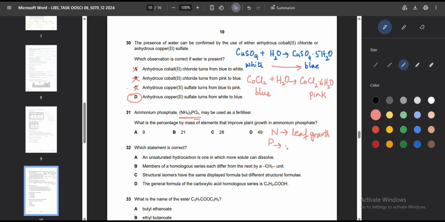Phosphorus is important for root and flower growth. And in NPK fertilizers we have nitrogen, phosphorus and potassium, which is good for the strength and resistance of the plant. So that means we have to find out the percentage of nitrogen and phosphorus.